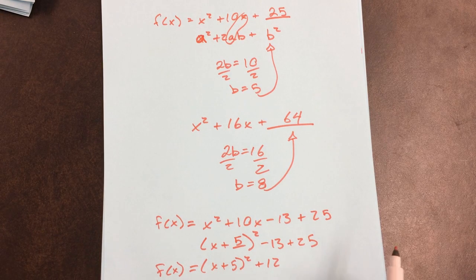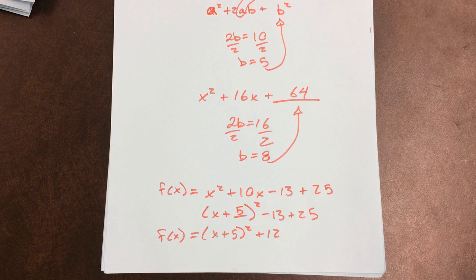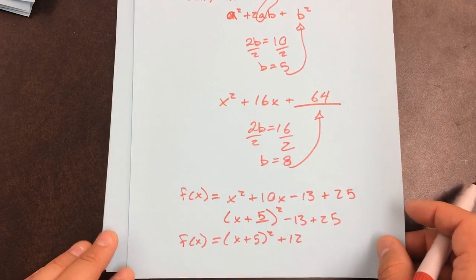So if you notice now, it's in vertex form, so I can tell the vertex of this function rule. And that's why we're doing this: finding the vertex is one of the main reasons. The other reason is to solve. So this one is a function rule. We can't solve it, but on an equation we could, okay?